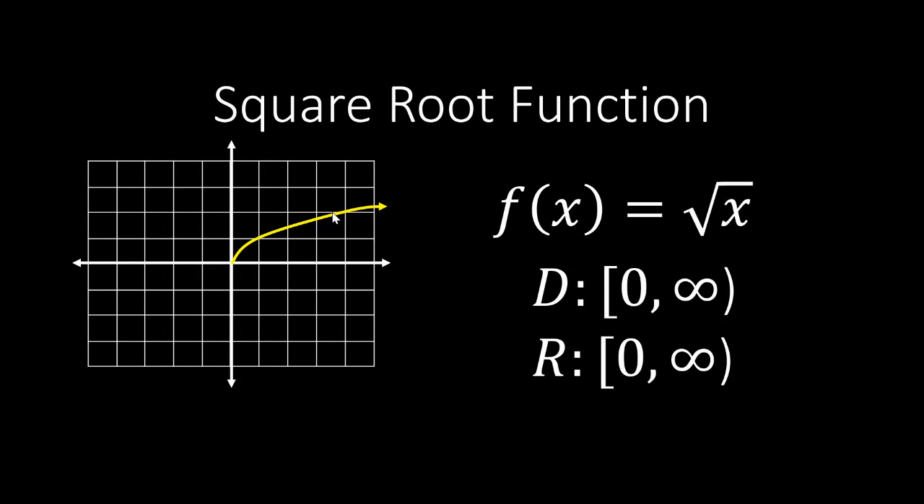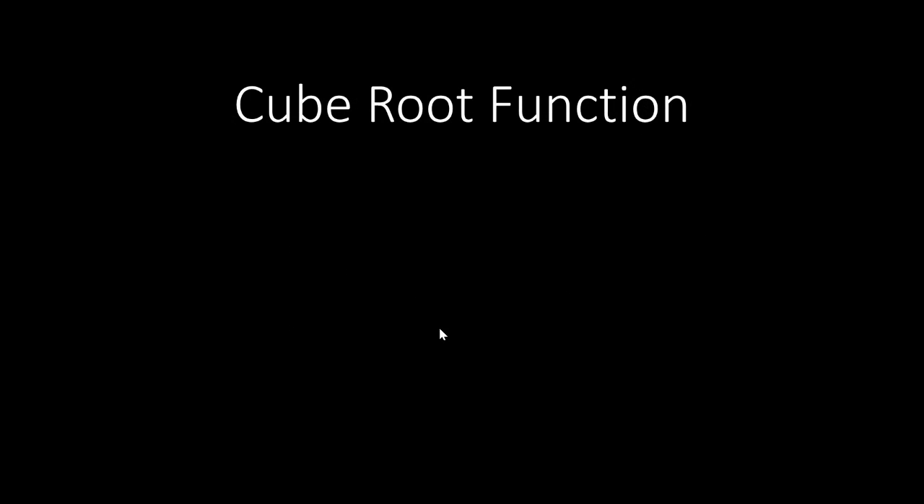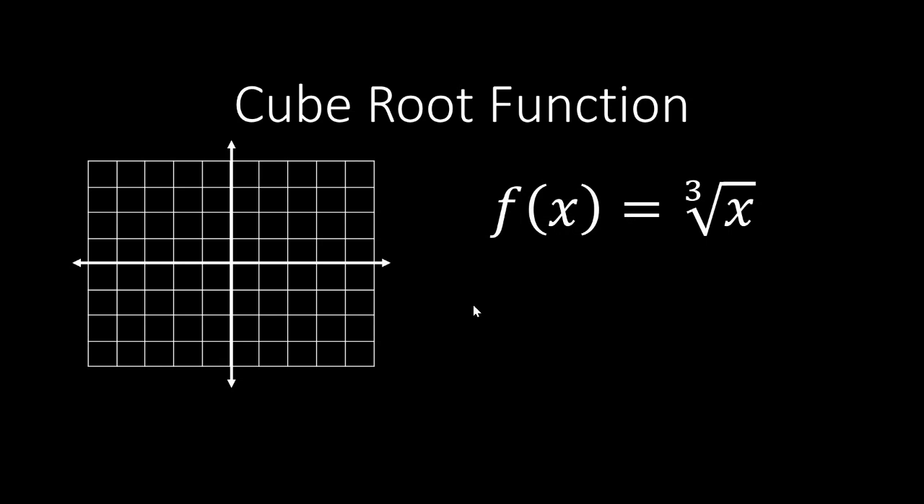All these coordinates would be positive y's. Don't forget to include that 0. Okay, so let's look at a different radical, cube root, and that is again how it sounds, f of x equaling the cube root of x. And let's see what that graph looks like.